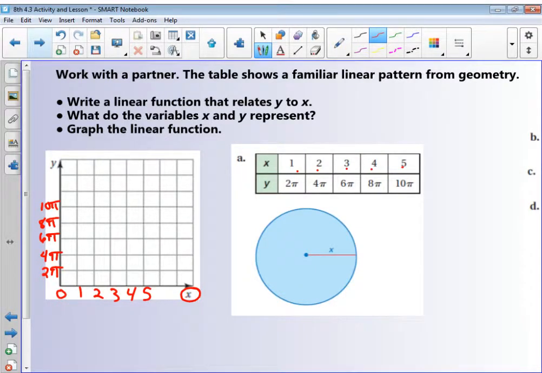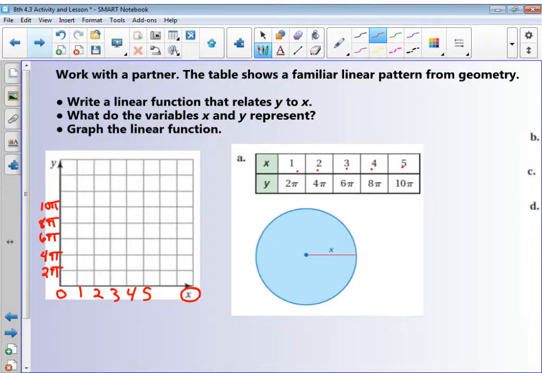Okay? So now we don't have to go through and solve anything out. They're just asking us to graph our information. So it says write a linear equation that relates y to x. So we're going to continue what we were doing before. Here they're just giving us a scenario. Then it says what do the variables x and y represent? And graph the linear function.